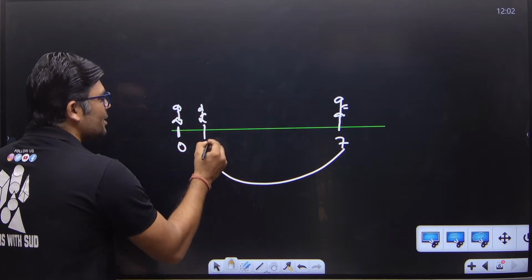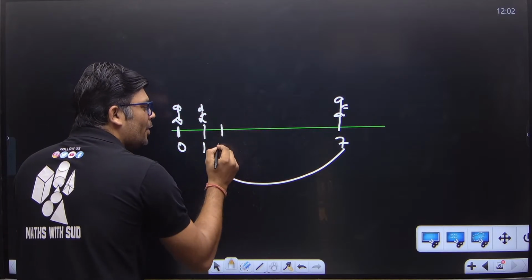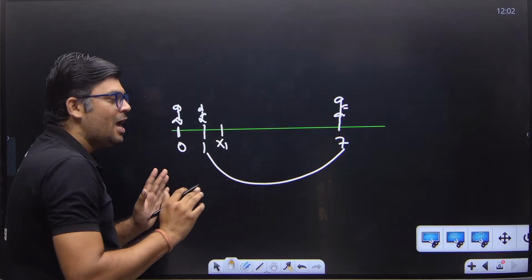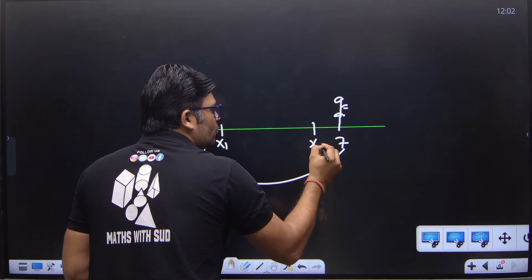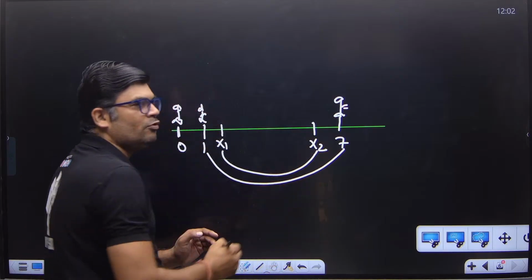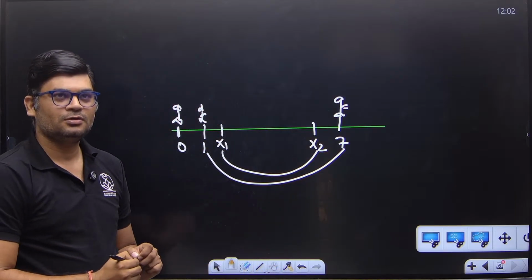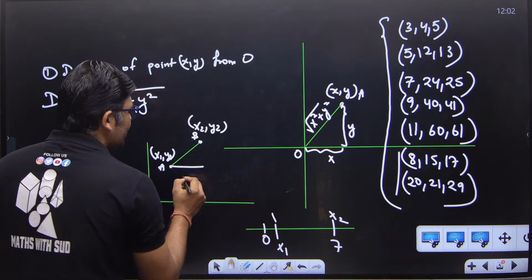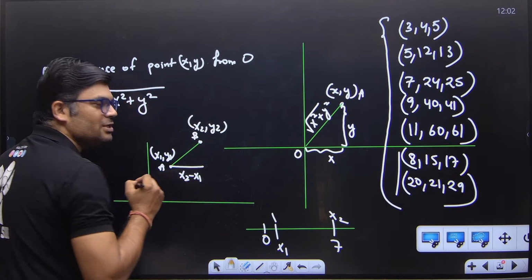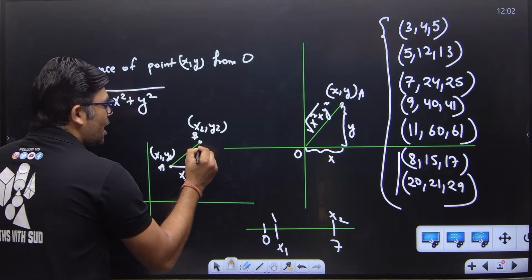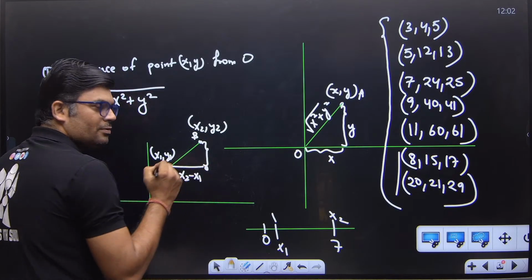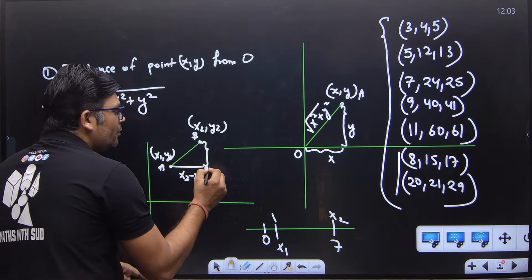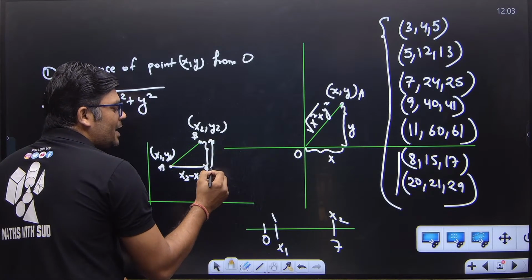Applying the same logic, suppose you are standing at some point whose value is x1, and you have reached x2. Can you tell me how much you have moved? x2 minus x1. Wonderful. So this is x2 minus x1. Now you have reached here. Now you will move upward. So you are standing on y1.